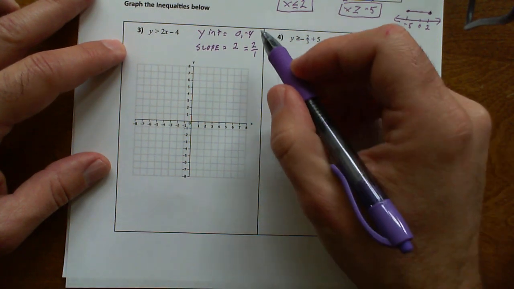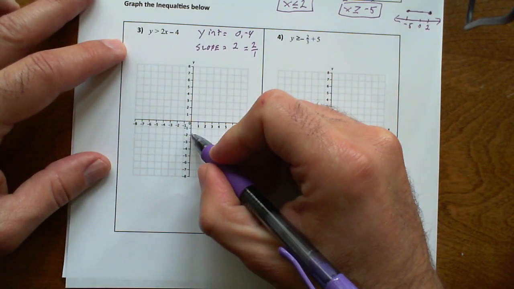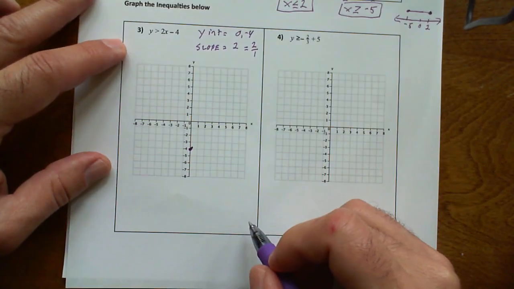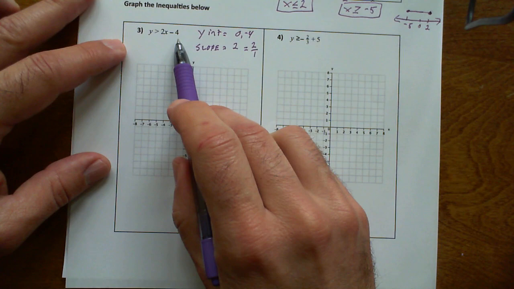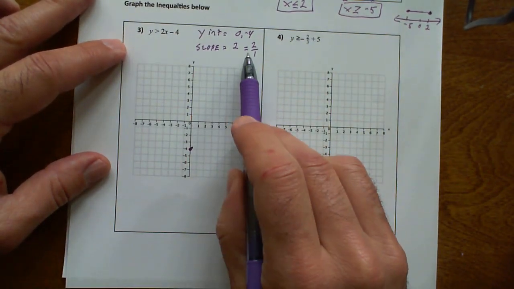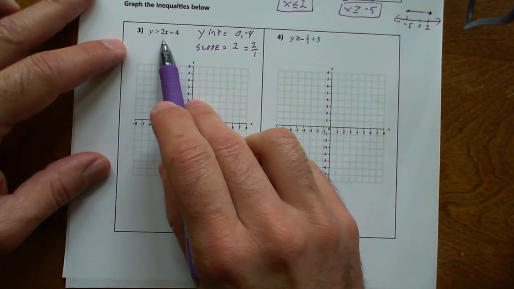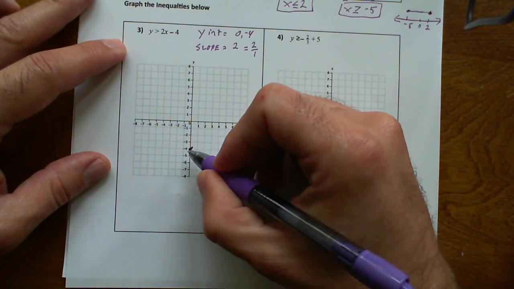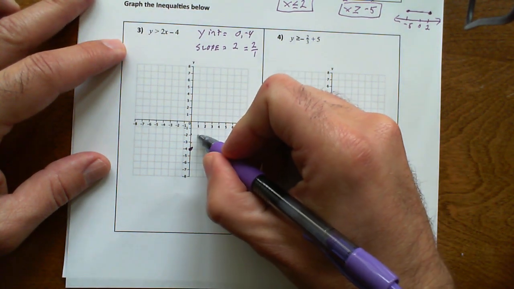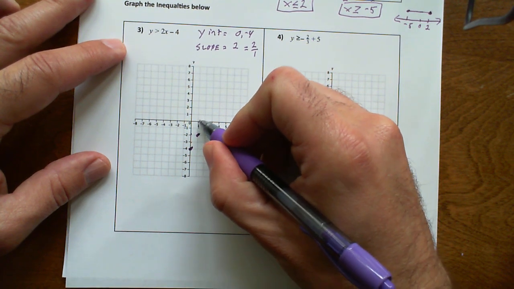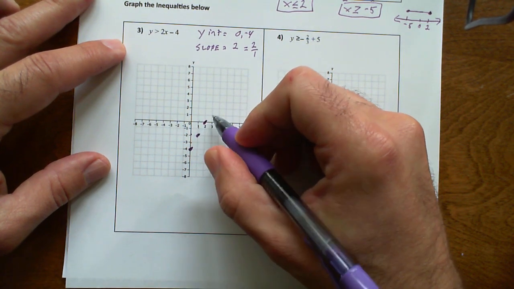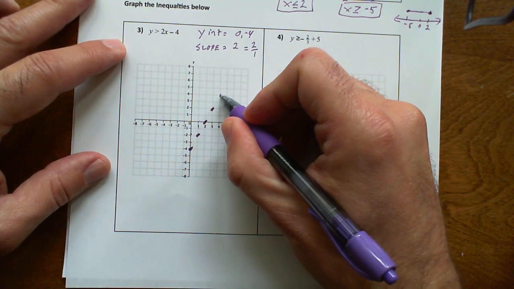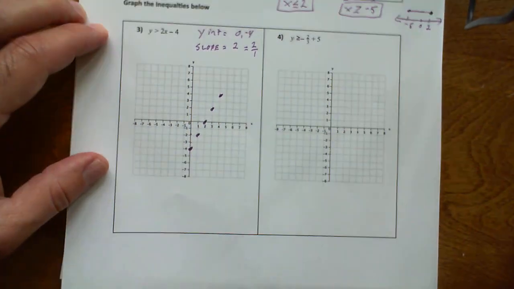So we have here y-intercept of negative 4. 1, 2, 3, 4. Got the negative 4 for my y-intercept. That's negative 4, negative 4. And my slope is 2. That means I rise 2 and I run 1. So I'm going to go up 2 over 1. Up 2 over 1. Up 2 over 1. Up 2 over 1.